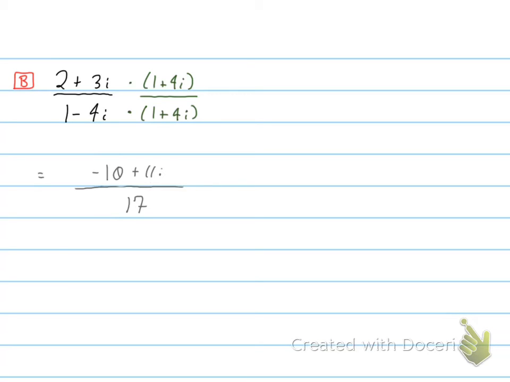And then finally, just to get this into proper a plus bi form, I'll separate out that 17. So my final answer, I have the real part and the imaginary part fully separated. I'm going to leave this as negative 10 over 17 plus 11 over 17i.